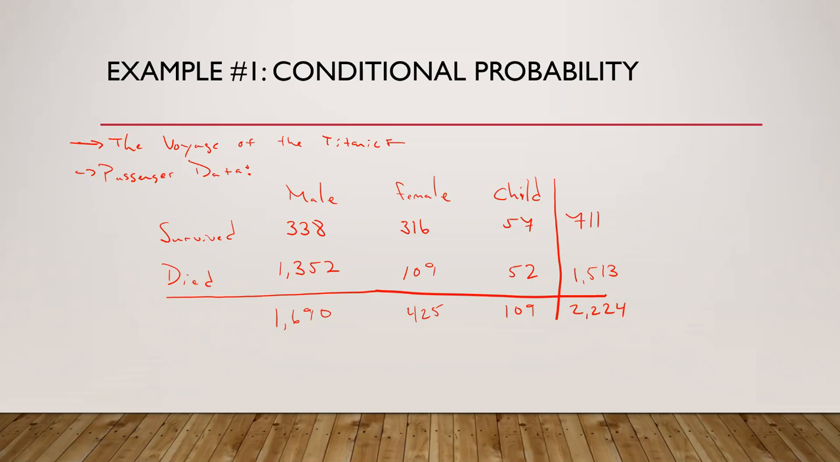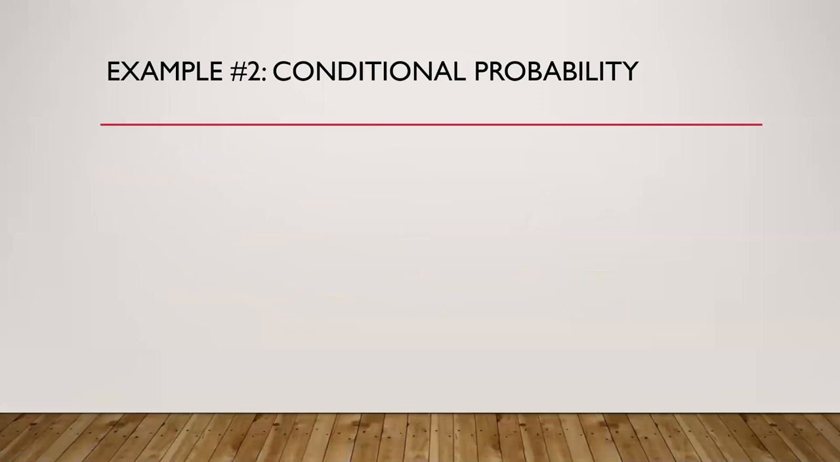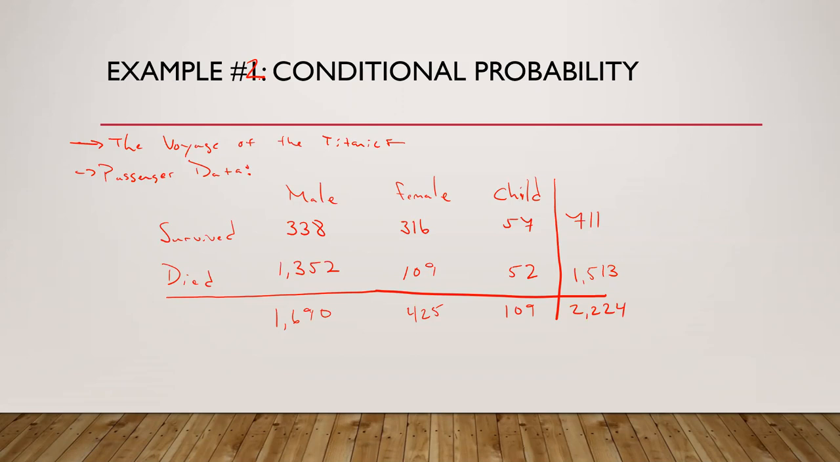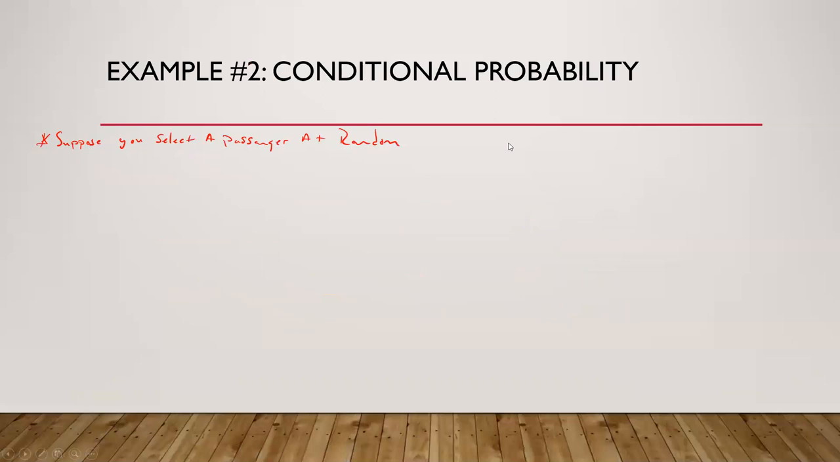Okay. Not missing much. Okay. So here's the problem. Suppose you select a passenger at random, okay? So you have this list here. Sorry, this is really example two, okay? Suppose you have this list here of all the passengers, you have this database. Just imagine you put everybody's name in a hat, okay? And then you reach into the hat and you pull one name out at random, okay? That's what we're doing here.